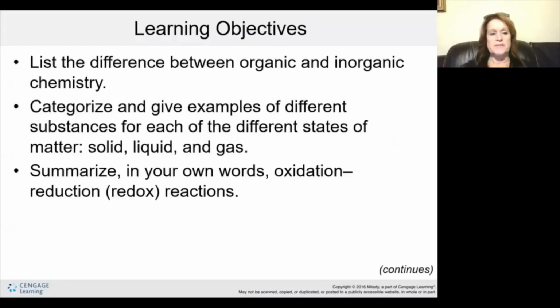So our learning objectives for this unit will be to list the differences between organic and inorganic chemistry. So you can go ahead and take notes while you go through this. It'll be a lot easier to answer your questions or do whatever you need to do at the end of this video. Also, categorize and give examples of different substances for each of the different states of matter: solid, liquid, and gas. Summarize in your own words oxidation-reduction reactions.